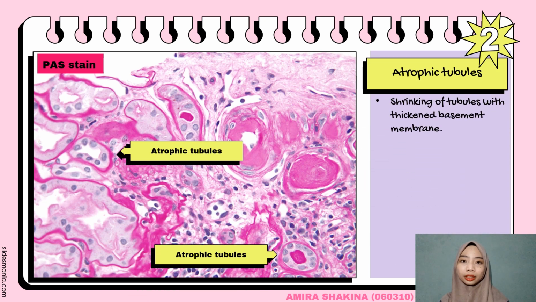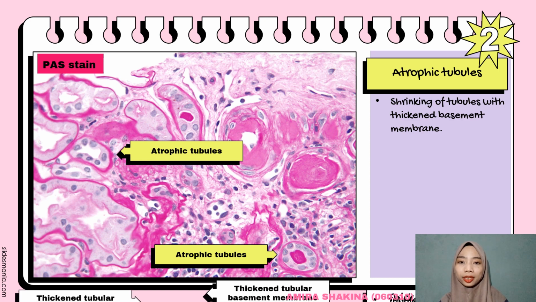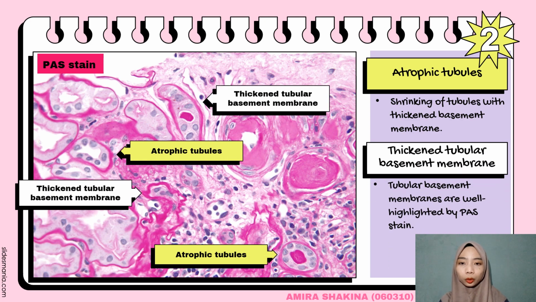In the second figure, atrophic tubules can be seen scattered throughout the field. Atrophic tubules are shrunken, smaller in size than normal tubules, which is also a result of ischemic injury. PAS, or periodic acid-Schiff stain, is a special stain that is able to highlight the features of the basement membrane. In this figure, the tubular basement membrane is observed to be thicker than normal.